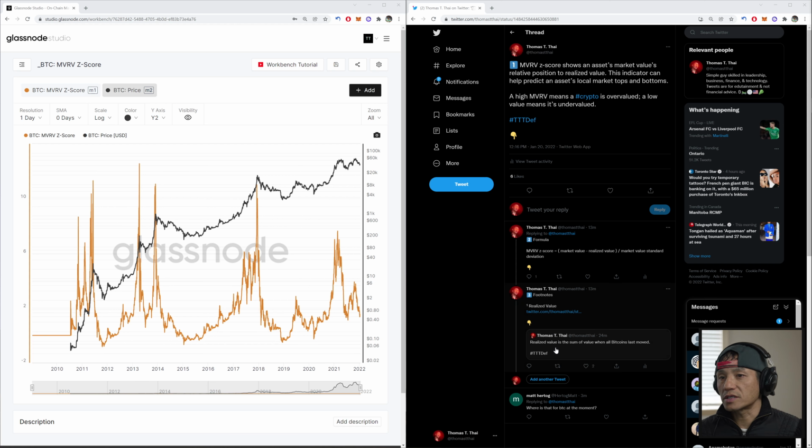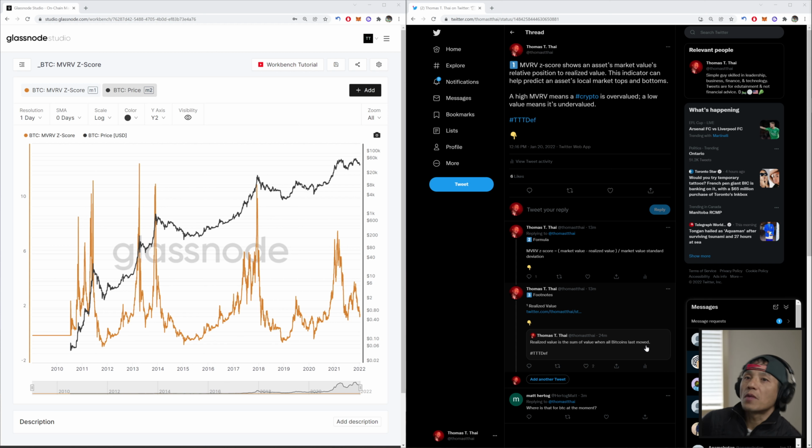And so what does realized value mean? Realized value is the sum of value when all Bitcoin has last moved. So let's say I sell my Bitcoin today. That value gets added to another Bitcoin that gets moved, like someone else sold it or bought it. So all those values are added together, and that's the sum of all of them. So what does all this really mean?